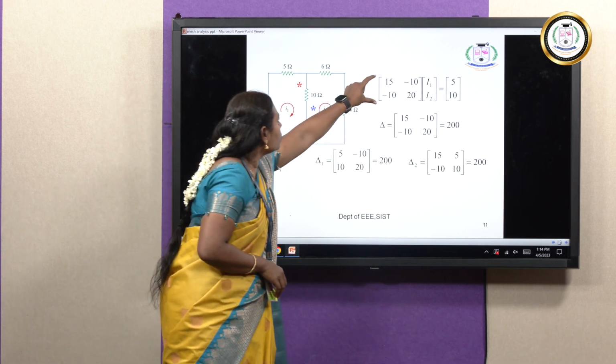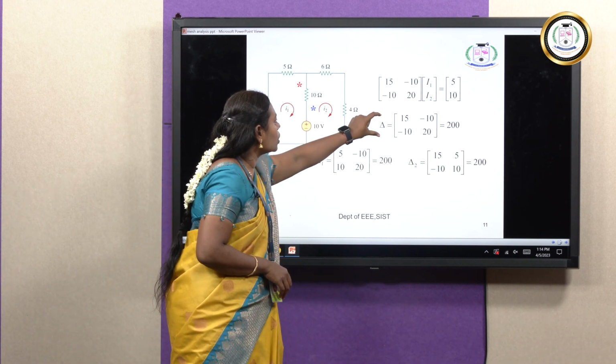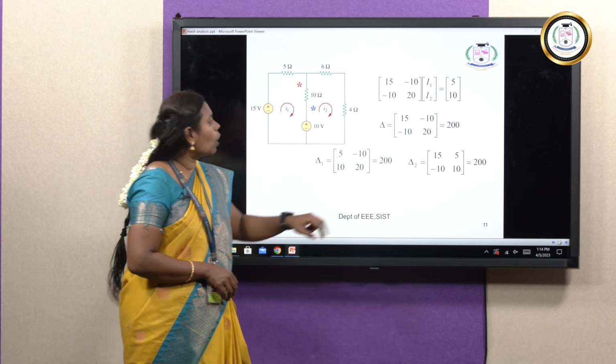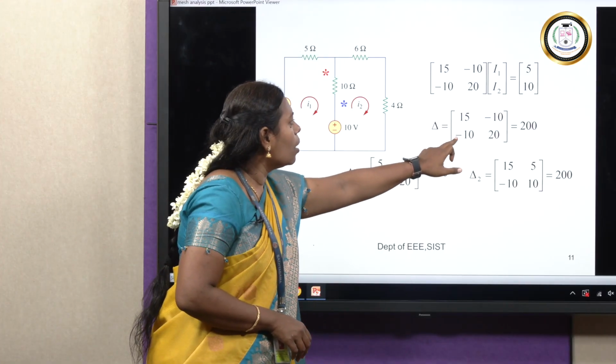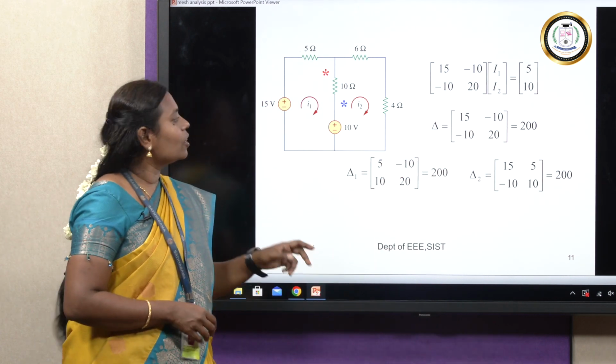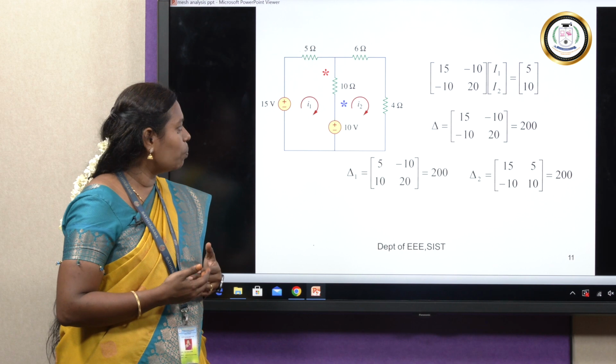Then consider this matrix as your del matrix. Solve the 2 cross 2 matrix. If you solve it, 15 into 20 minus of minus 10 into minus 10 will give you 200. So that is your del. The del value will be 200.